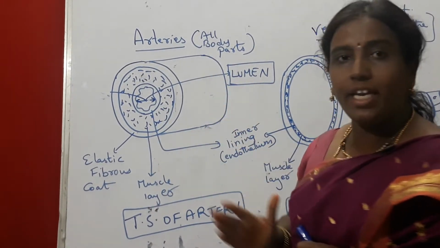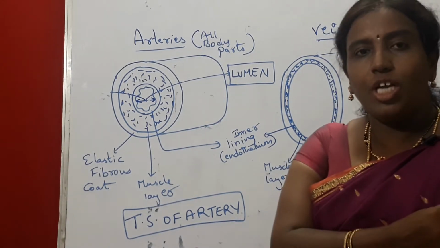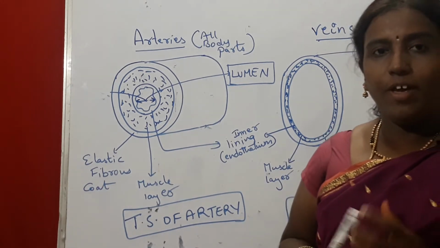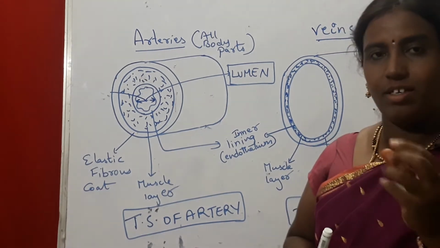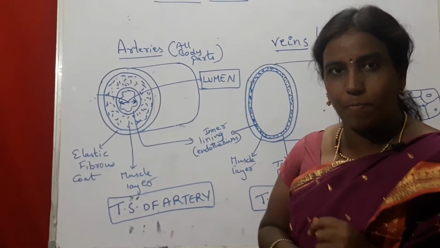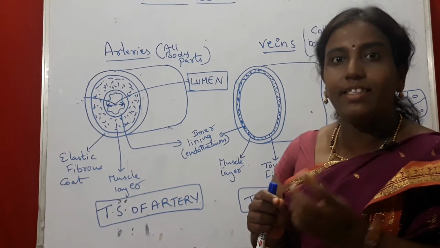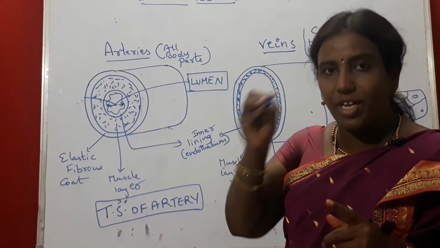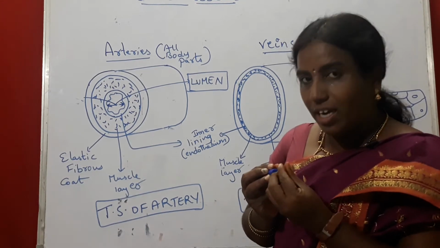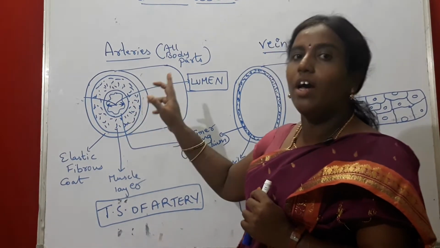We can compare the artery structure with that of a pen or pencil. Children, you use a pen or pencil daily for several works. When you hold a pen, it is very thick, right? But when you write with the pen, it writes in a very thin way, because there is a very thin knob, the tip, over there. To hold the pen is very thick, but the tip which enters inside is very thin. The same case is with the TS of artery.